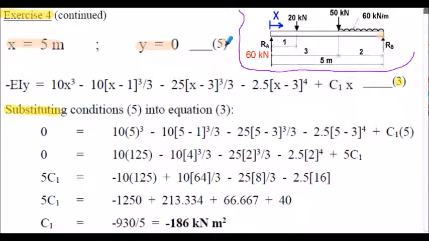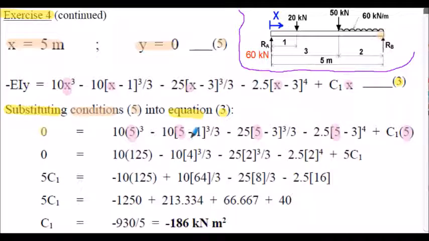So substituting equation 5, or the boundary condition labelled 5, into equation 3 above, on the left-hand side we will have 0 because, of course, the y is 0, so multiplying the EI by 0 will be 0, so left-hand side is 0. But now, wherever I see an x, I'm going to put the value of 5. So I have an x here, so that will become 5. I have an x here, so that becomes 5 there. X here, 5, x, 5, and then x against the C1 becomes 5.